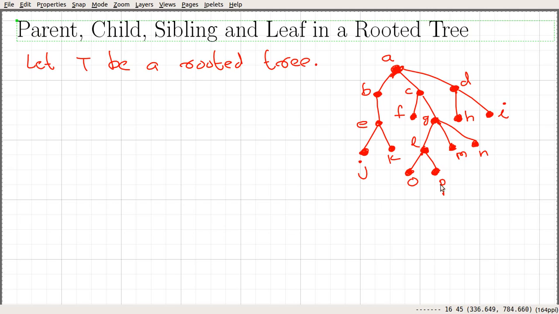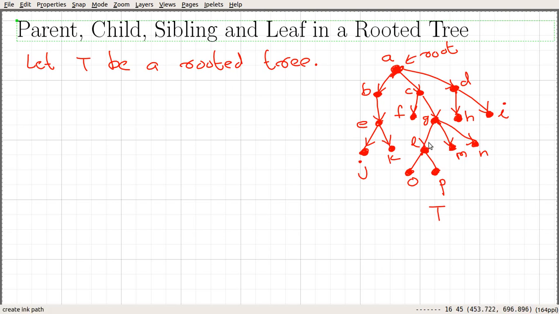Okay, so let's consider this tree, and let's call this T a rooted tree. Since it is rooted, we assume that this A is the root of this tree, and all these edges are directed away from the root.